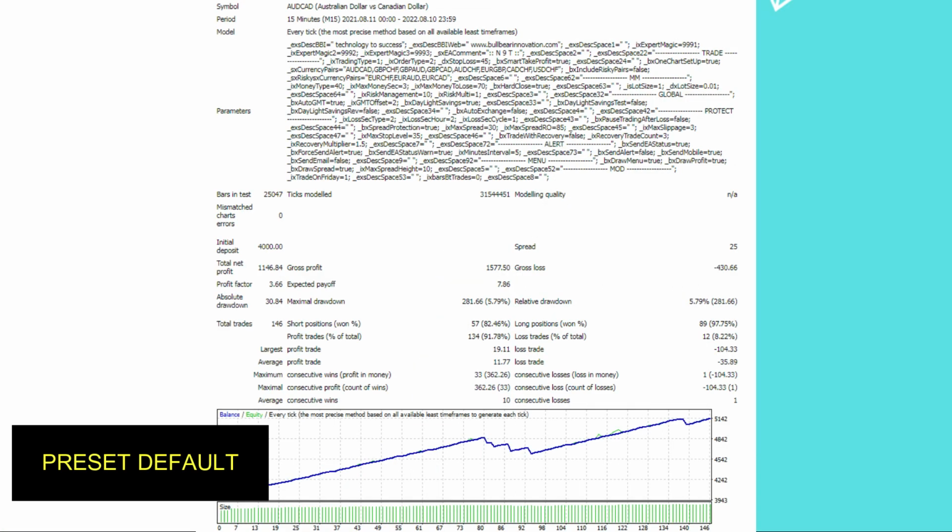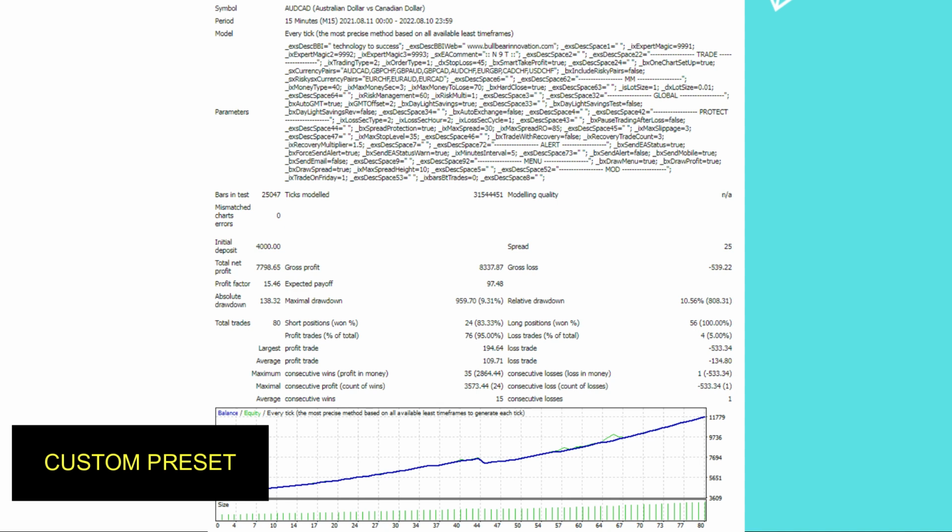For backtest results, the default pair is Australian dollar to Canadian dollar. For the result of the backtest preset custom pair Australian dollar to Canadian dollar. For custom backtest presets, I have shared the settings in the previous video.